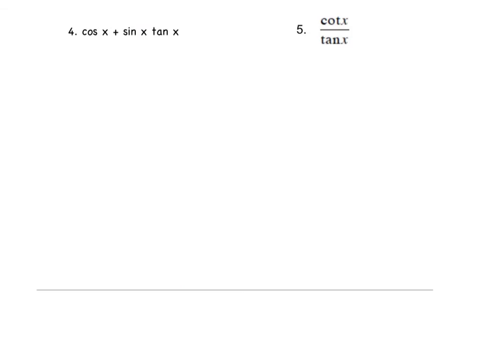Okay, here are a couple more. I notice here that I've got a plus sign. I've got a plus sign right here. So I've got actually two terms, something plus something else. So I can simplify this expression on the right. Cosine is as simplified as it will go. So I have cosine x plus, and then I have sine x times sine x over cosine x, right?